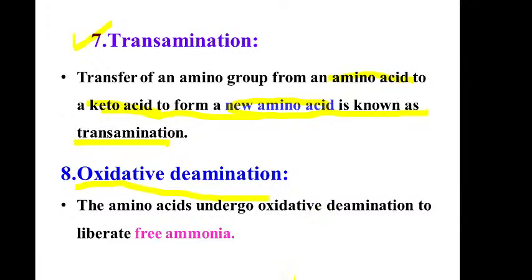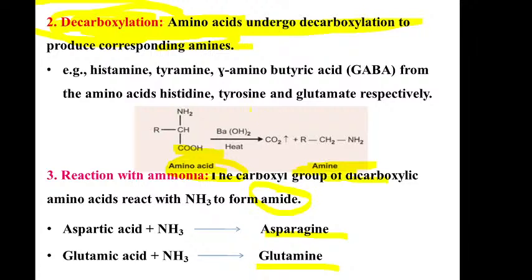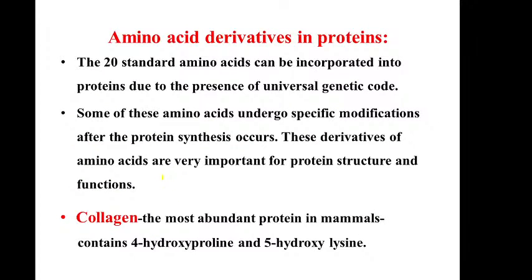Now what will happen in this? The amino acids undergo oxidative deamination to form free ammonia. So from oxidative deamination we will get the free ammonia. You have to keep these points in mind: transamination, oxidative deamination, and decarboxylation, because we have to discuss their metabolic paths also in detail.